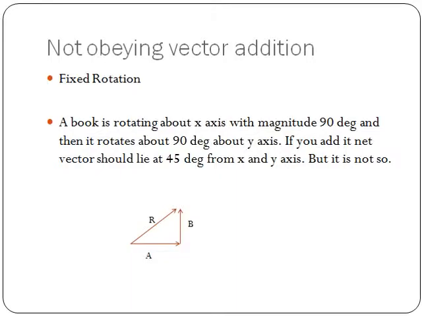So you rotate about B again. Then you see that between the previous x-axis of your book and the transformed x-axis, the angle is 90 degrees. But actually, the resultant of these two vectors should be aligned at 45 degrees with the x-axis. It is not so. It is not 45, it is 90 degrees. So things that do not obey the vector law cannot be called vectors. So finite rotation is not a vector.